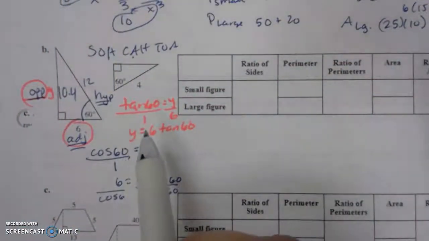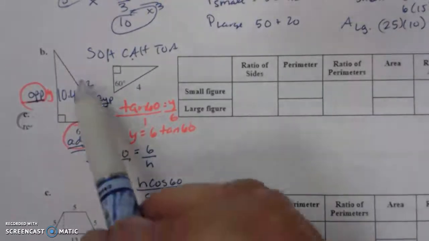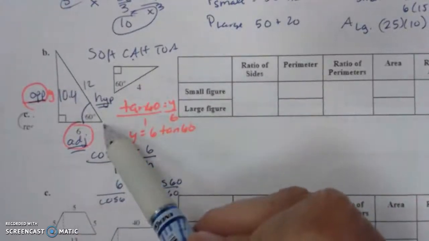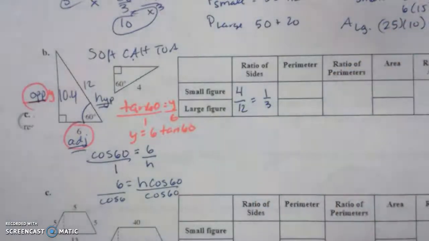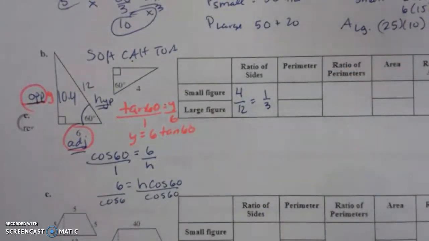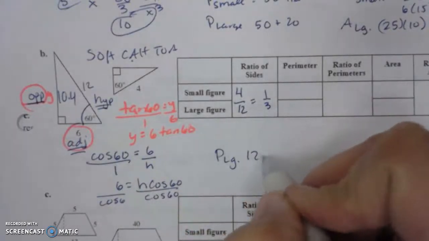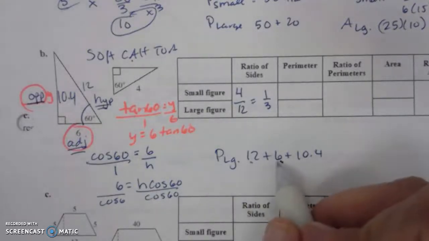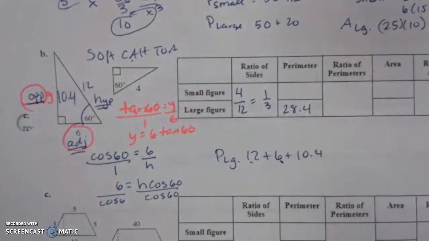Okay, so now I can compare the sides. I see that the hypotenuse of this one is 4, and the hypotenuse of this one is 12. So if I do 4 over 12, that reduces to 1/3. My perimeter of the large first is going to be 12 plus 6 plus 10.4. 12 plus 6 is 18, plus 10 is 28.4. So 28.4 is my perimeter of the large.